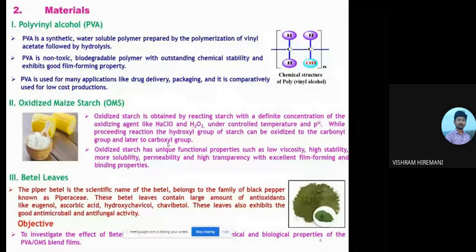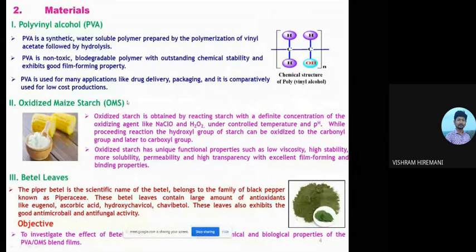These are the materials used for the synthesis of the polymer blend films. Polyvinyl alcohol is a synthetic water-soluble polymer prepared by polymerization of vinyl acetate followed by hydrolysis. PVA is a non-toxic biodegradable polymer with outstanding chemical stability and good film-forming property. PVA is also used for many applications like drug delivery and packaging, and it is comparatively low-cost to produce. And this is the structure of PVA.